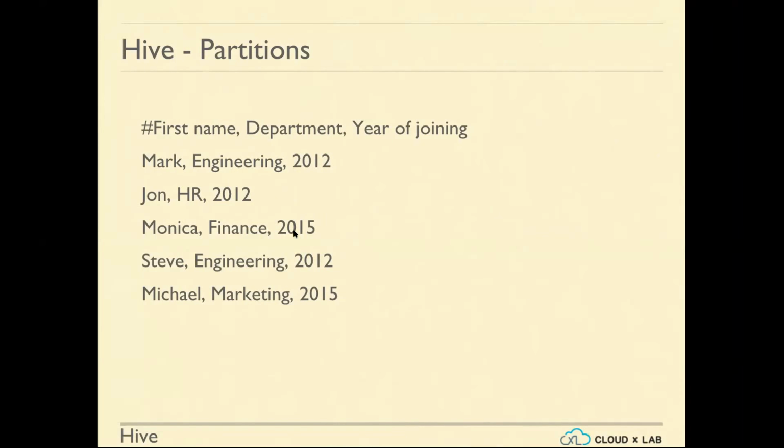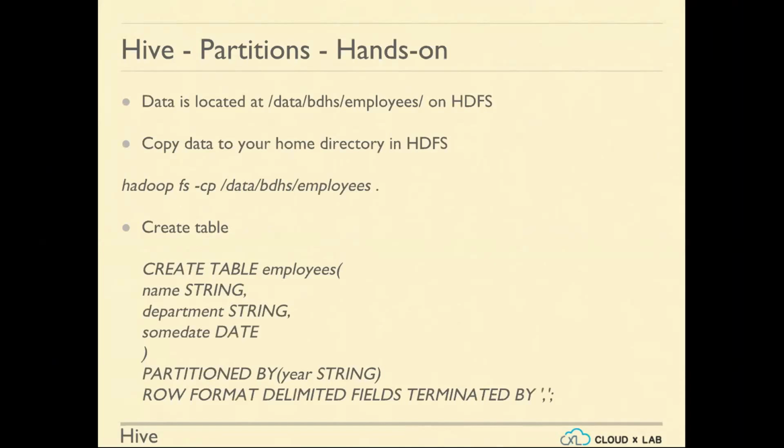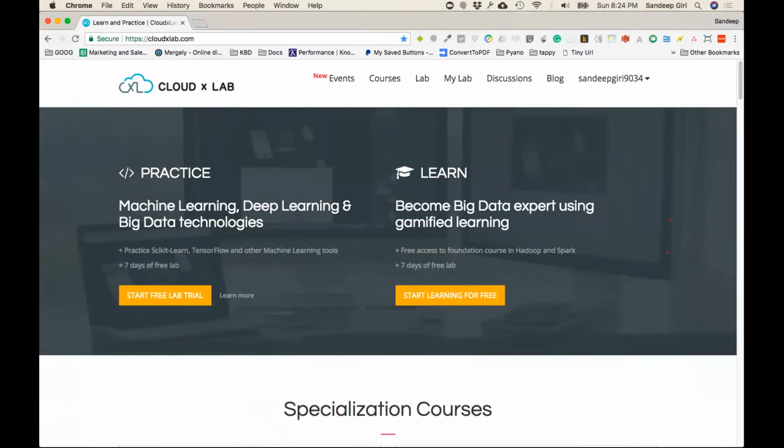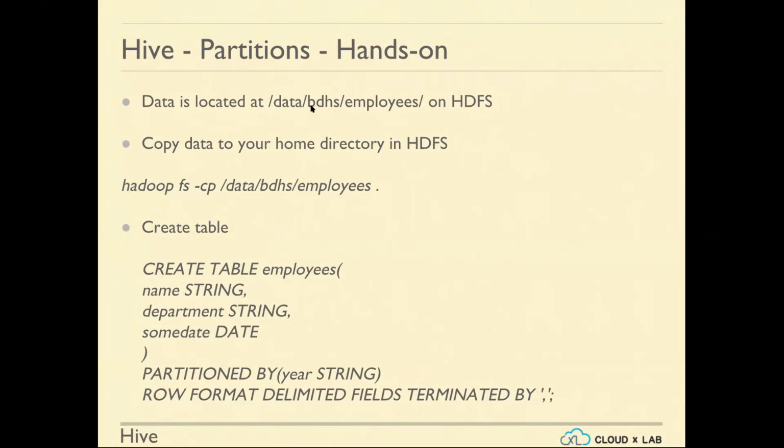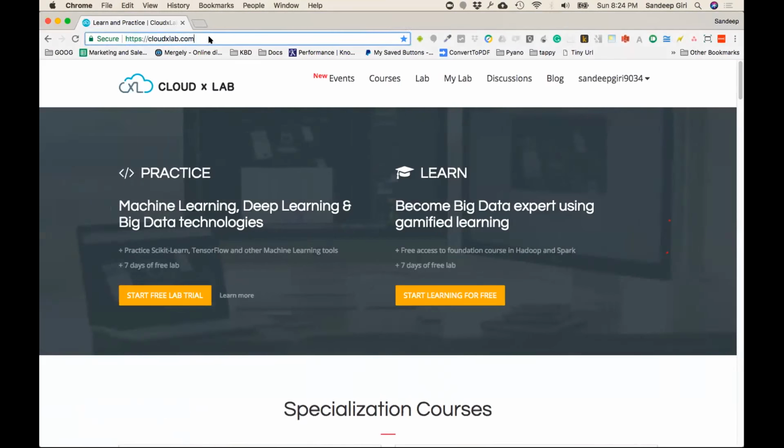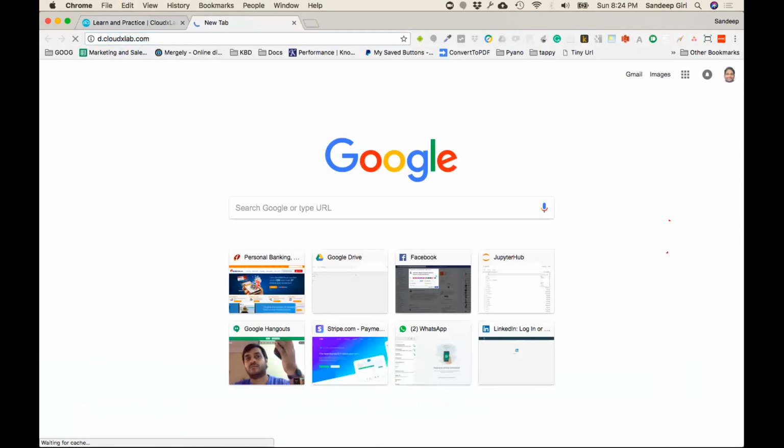So today we are going to discuss another feature of Hive called partitions. What do partitions do in Hive? Imagine that you have a table with, say, 3 columns: first name, department, and year of joining. And let's say this data is in two folders. Let me show you. You can see that inside data BDHS employees on HDFS, it is there. So I'm going to directly go into Hue and take a look at that folder.